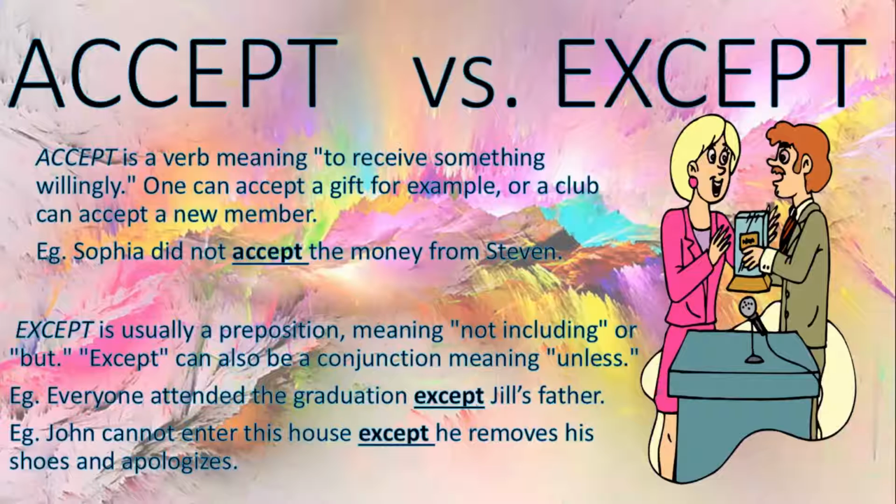So in this particular sentence, students, accept is serving as a verb. So this is now how we know the difference between the two homophones and which one we should use when we're writing a particular sentence. E-X-C-E-P-T is a preposition and is usually used, students, to mean unless or not included. Let's look at our examples.